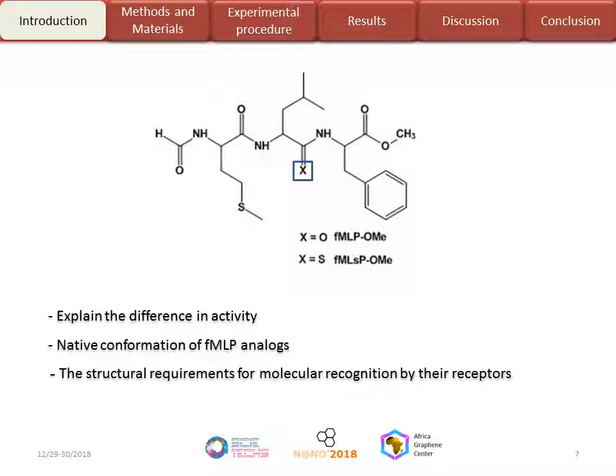We present through this work a comparative conformational study of the parent active peptide FMLP and its thioamide analog FMLSP, devoid of any activity. The main objective is to explain the difference in activity between the two tripeptides, to propose a native conformation of MLP analogs, and to determine the structural requirements for molecular recognition by their receptors.